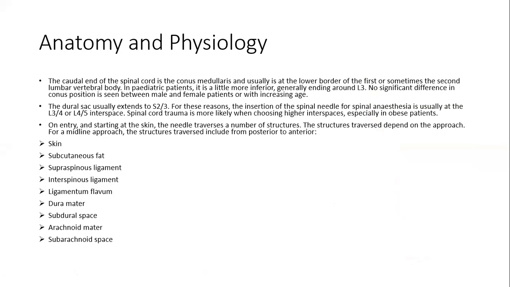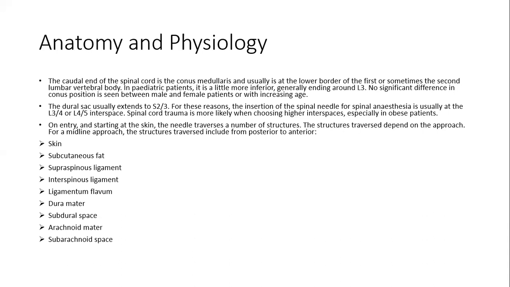On anatomy, the spinal cord ends in what we know as the conus medullaris. Most of the time it ends around L2. But for the pediatric patient, it is a little more inferior and extends to around L3. Suffice to note that there are no significant differences in the position of the conus medullaris between male and female sexes or with increasing age.